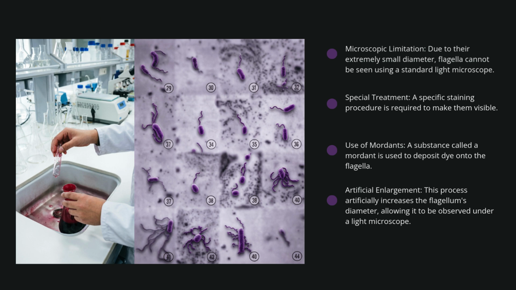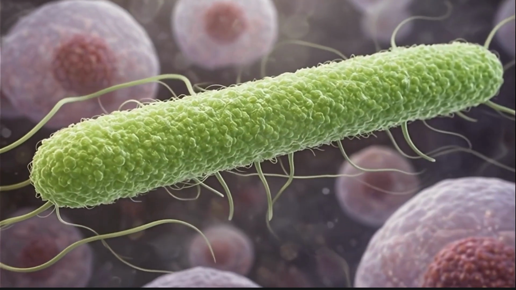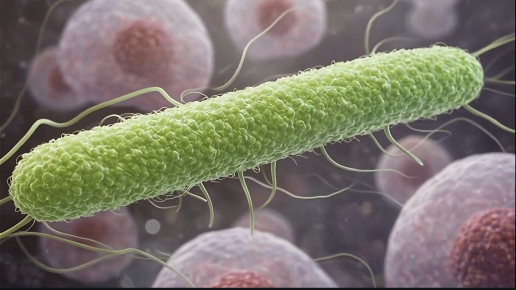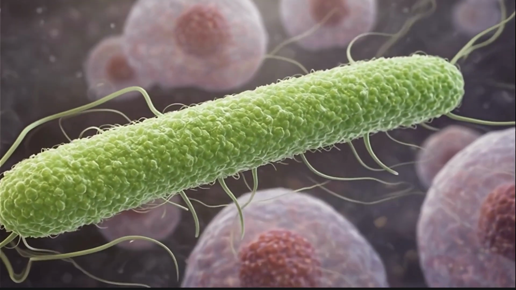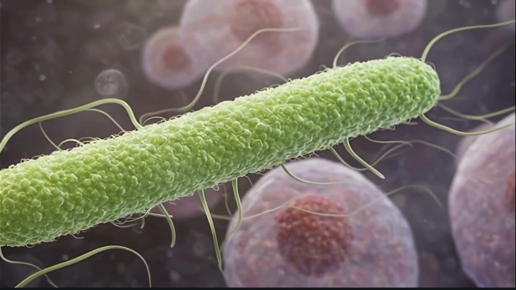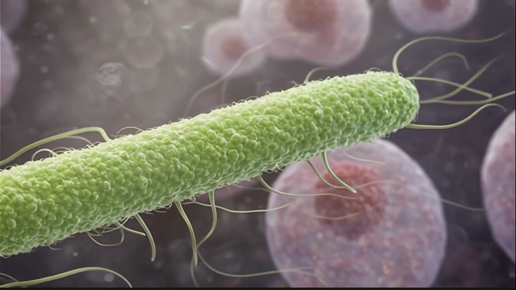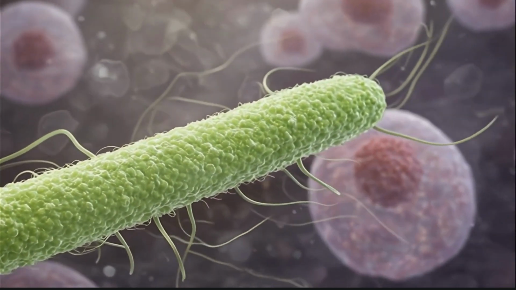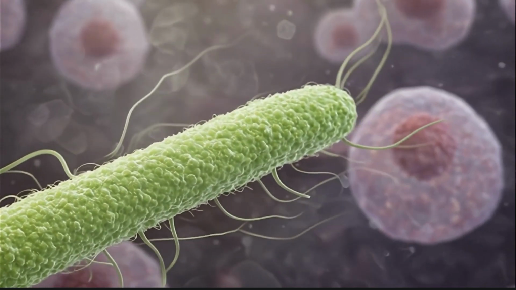Due to their narrow diameter, flagella cannot be visualized under a standard light microscope without specialized treatment. Through staining procedures involving a mordant, a substance that precipitates dye onto the flagella, the diameter can be artificially increased until the structures become visible. Functionally, flagella are responsible for motility, enabling bacteria to perform chemotaxis, which is the directed movement in response to chemical stimuli. This capability is crucial for pathogenic bacteria to reach and invade host tissues. Furthermore, flagella are highly antigenic and can be recognized by the host's immune system.